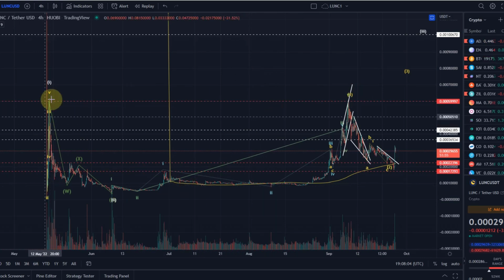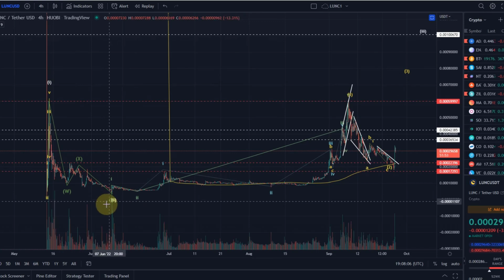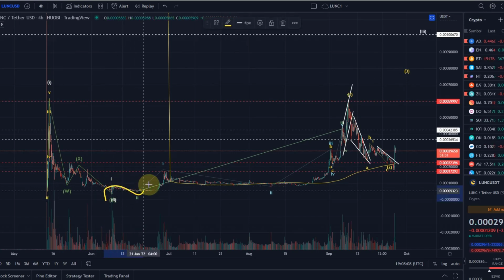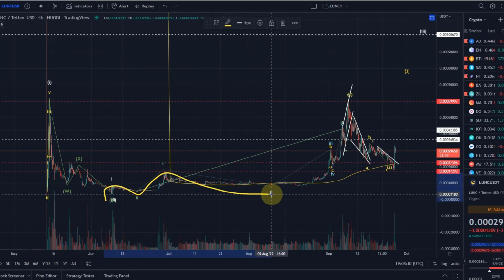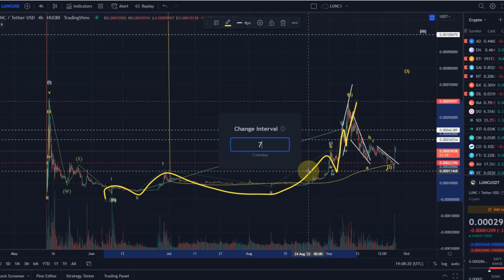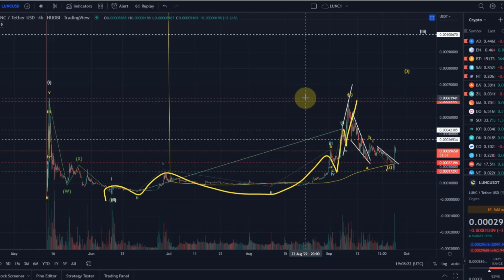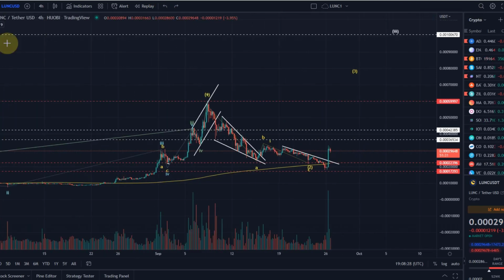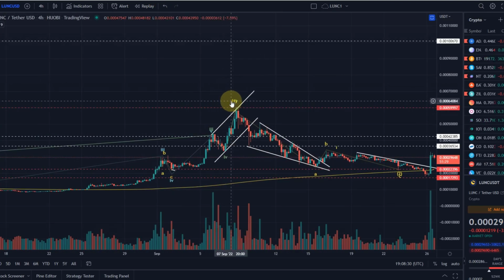So 1, 2, 3, and then we've got here our subwaves. We had a 1, 2 setup here, another 1, 2 setup here. Then we looked at wave 3, 4, and 5. That was then wave 3 in green, wave 4 in green, wave 5 in green, and all of that finished off here. If I zoom in, finished off here, wave 1 in yellow.